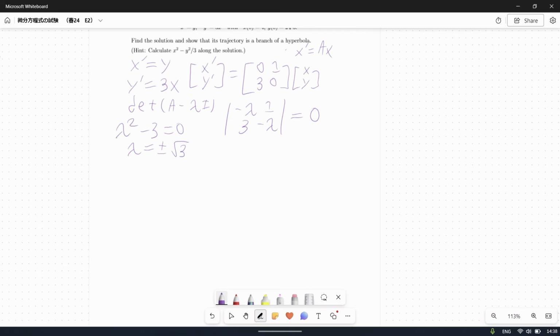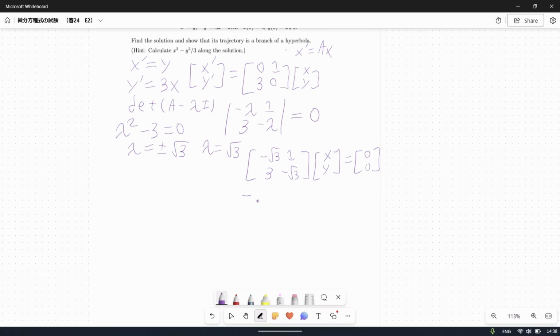So I'm going to start with the positive root first. So when lambda is equal to positive root 3, then the matrix we end up with is negative root 3, 1, 3, negative root 3, times x, y is equal to 0 and 0. And I'm going to use the top row to find our eigenvectors for this. Actually, it doesn't really matter. We can use either one here. I was just trying to think of which one would be nicer for later down the line, but I don't think it really matters.